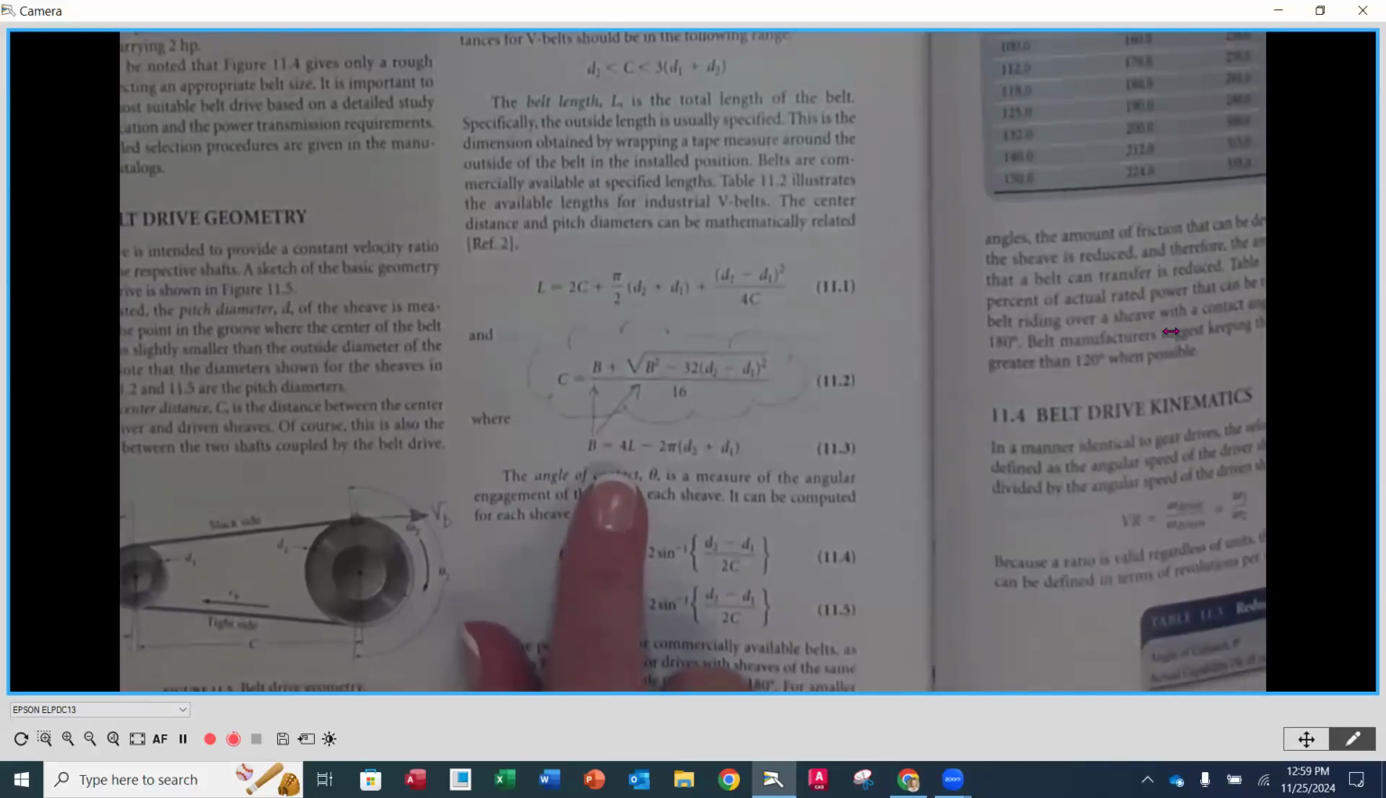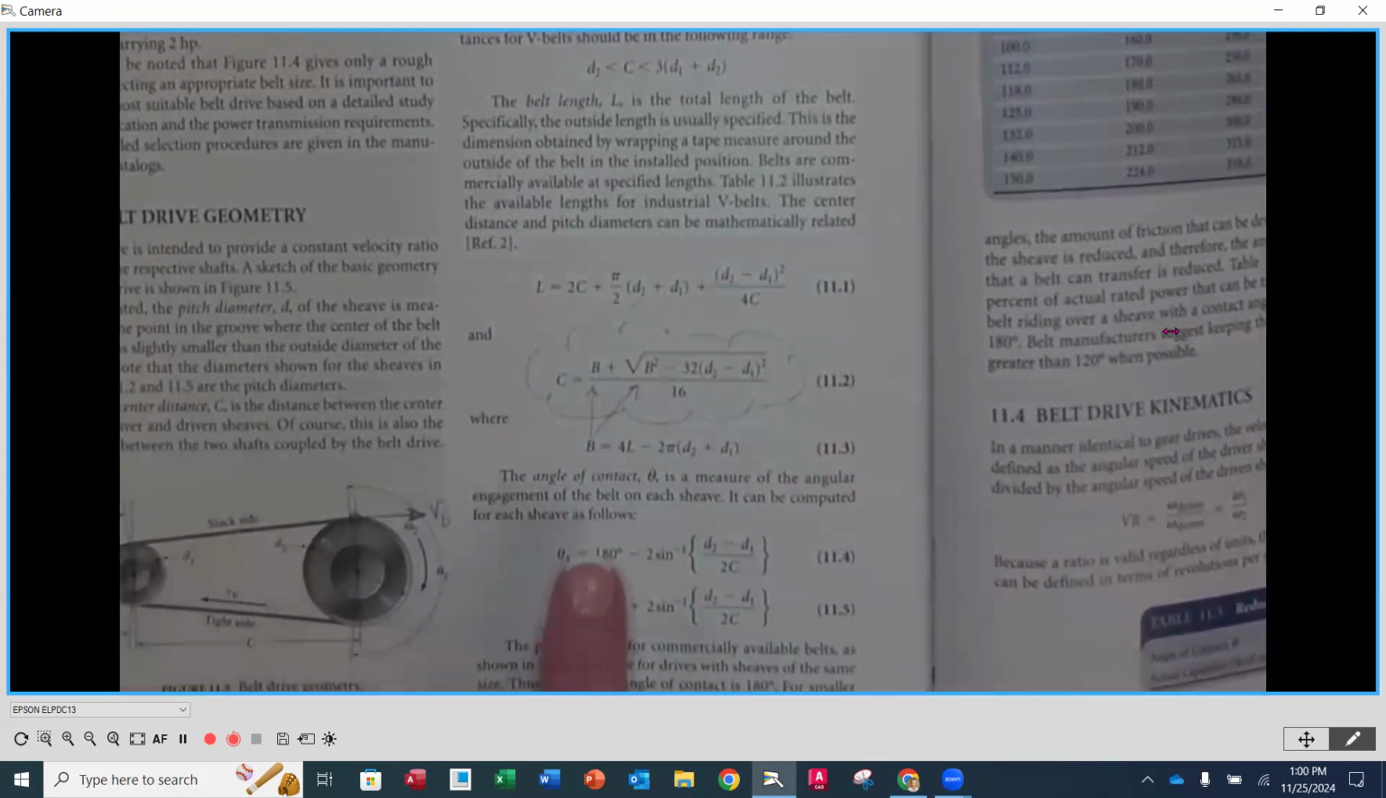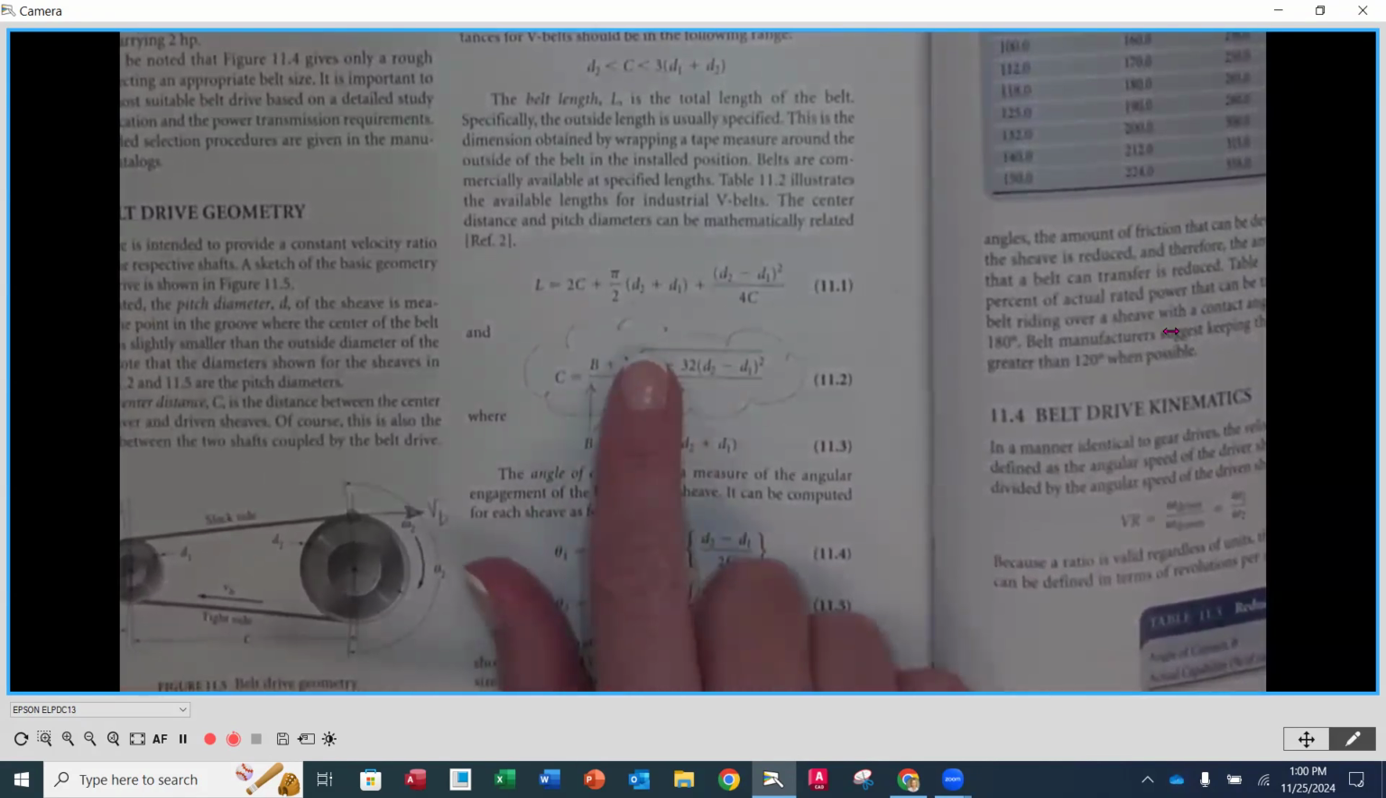So if I wanted to calculate my center distance, this is the middle equation right here. It's a main one. But in order to calculate my center distance, I have to calculate this value of B. This is just a variable where I'm going to take 4 times the length minus 2 times pi times the pitch diameter of the input plus the pitch diameter of the output. Instead of putting this part where the B's are in this equation, to simplify it, you'll notice that the B's are separated out. So you're going to calculate B first and then use it in the equation above.